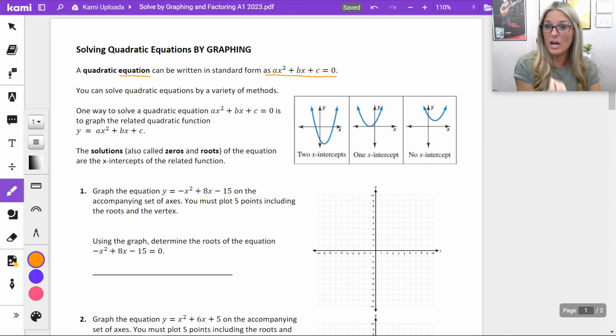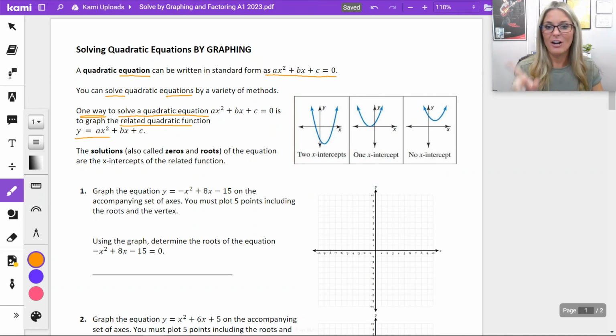We've been working with functions lately, y equals the standard form. Now we're working with it as an equation equals 0. You can solve a quadratic equation equal to 0 by a variety of methods. We're going to look at two today. The first way to solve a quadratic equation equal to 0 is to graph the related function y equals ax squared plus bx plus c.